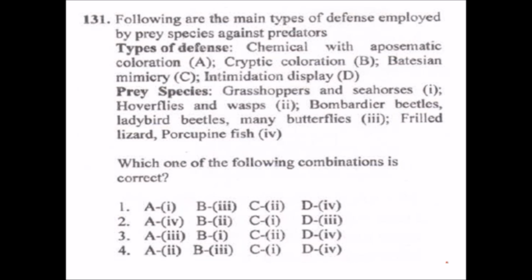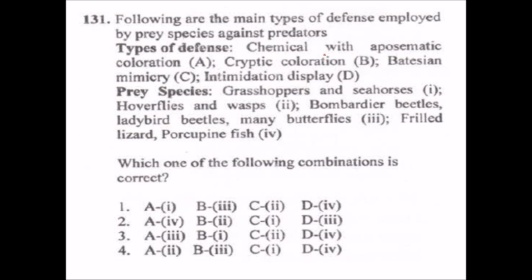Next question is from evolution. Following are the main types of defense employed by prey species against predators: the different types of defense mechanisms and the prey species which adopt them. This question is quite simple. The only thing is that you should know the terms related to it and the species related to each type of defense. The first defense is chemical and aposematic coloration.